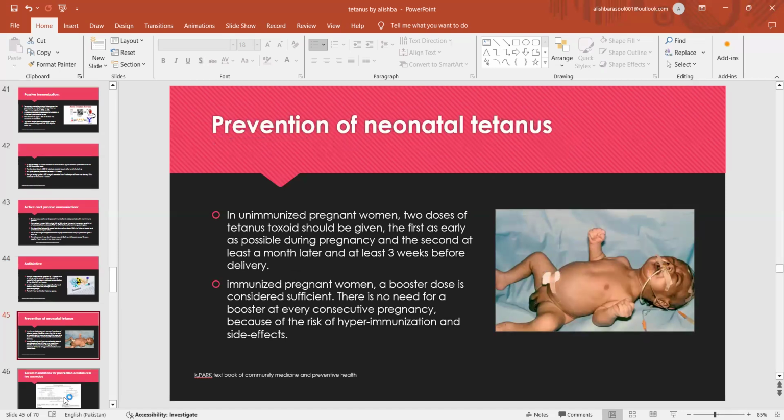Prevention of neonatal tetanus in unimmunized pregnant women: 2 doses of tetanus toxoid should be given, the first as early as possible during pregnancy, and the second at least a month later and at least 3 weeks before the delivery. In immunized pregnant women, a booster dose is considered sufficient. There is no need for a booster at every consecutive pregnancy because of the risk of hyperimmunization and side effects.